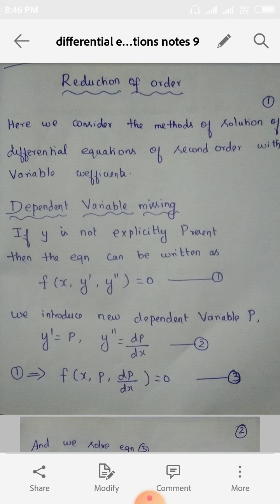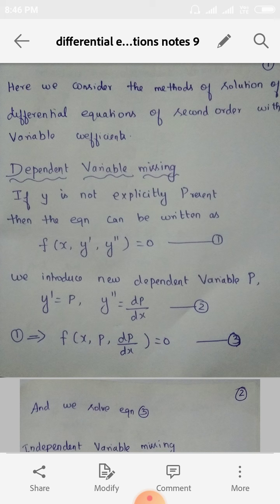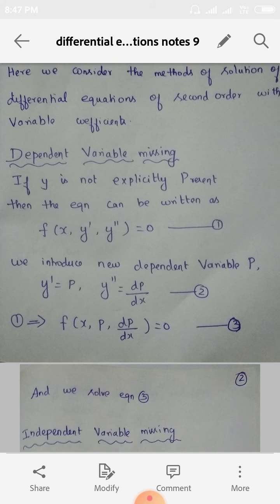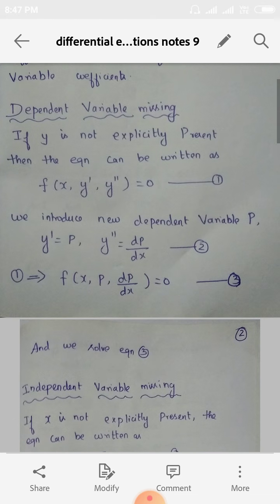We introduce a new dependent variable p. That is, we introduce y dash is equal to p. So y dash is equal to p means y2 dash, we differentiate y dash with respect to x, is nothing but dp by dx. Mark it as equation number 2.